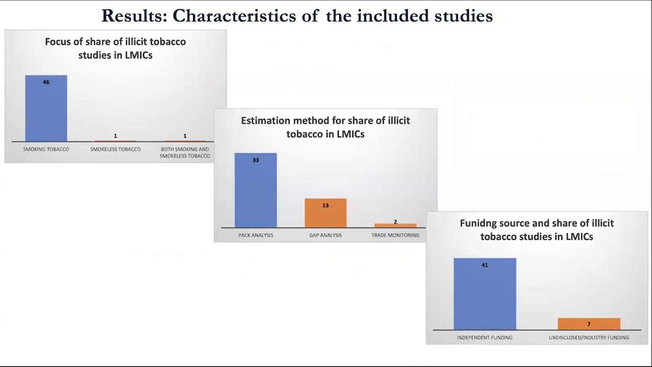And in terms of the characteristics of the studies, depending on what kind of tobacco they studied, where the funding came from, and what particular method they used, we can see that out of these 48 studies, 46 studies were focused on smoking tobacco. There was only one study that focused solely on smokeless tobacco, while one other study focused on both smoking and smokeless tobacco. And 41 studies were funded independently, while 7 studies were undisclosed or industry funded.